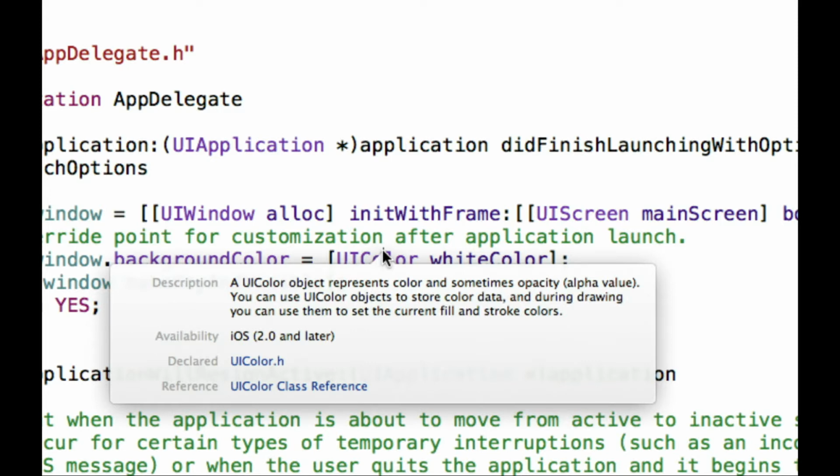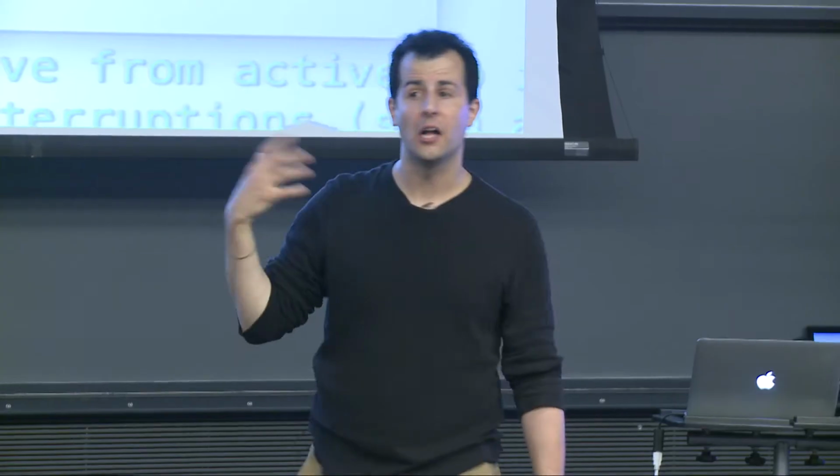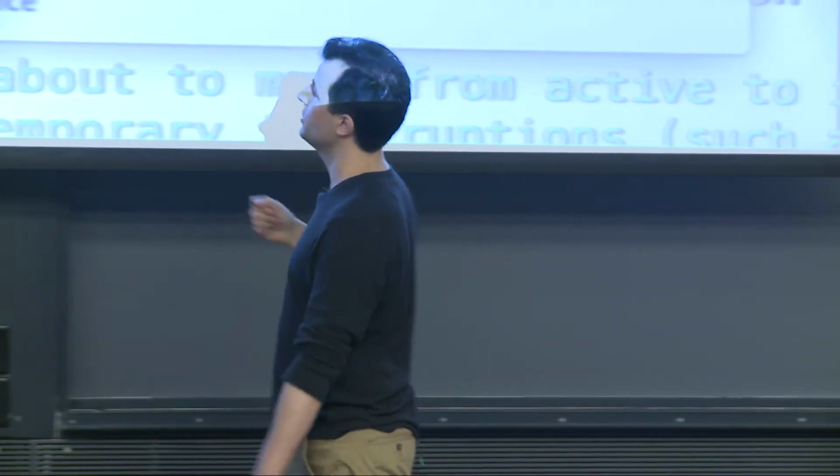A UIColor object represents color and sometimes opacity. It's been available for quite some time, since iOS 2, so several years ago. It's declared in a file called UIColor.h. So in answer to your question, I can't see the actual implementation of this, but I can see the header file and any constants or methods or other things related.